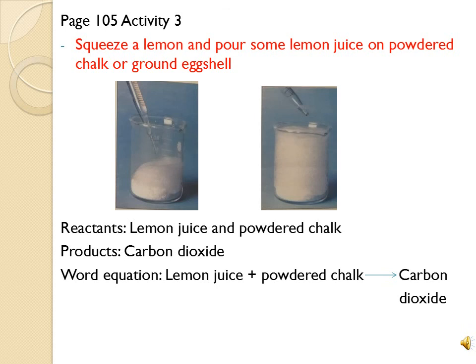Now let's move to activity number 3. Squeeze a lemon and pour some lemon juice on powdered chalk or ground eggshell. We can try this at home: squeeze a lemon and add it to some ground chalk, or eggshell, but ground. I put it in a beaker or a cup and add the lemon juice to it.